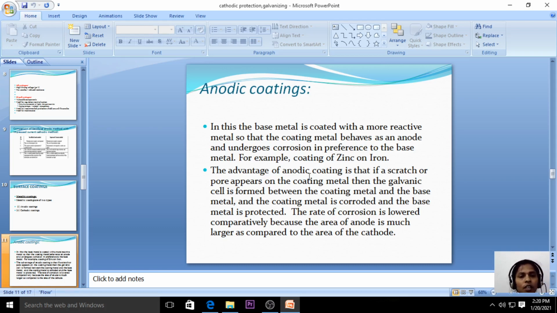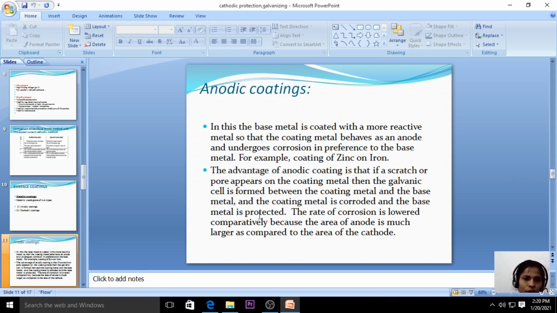For example, coating of zinc on iron. Here zinc is coated on the iron. That means iron is the base metal and zinc is the coating metal, which is the highly active metal. So zinc is the anode and iron is the cathode here. Zinc undergoes corrosion and iron is protected from corrosion.